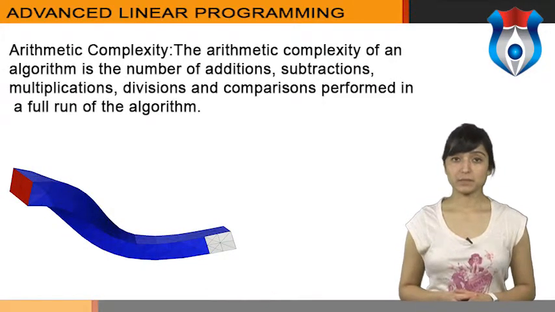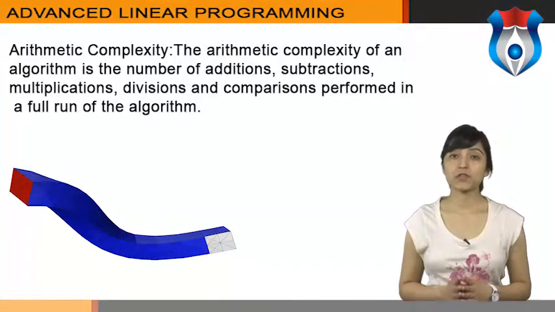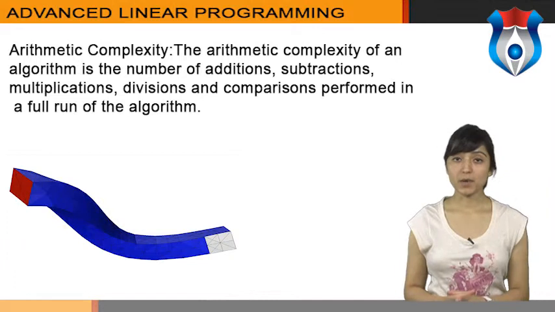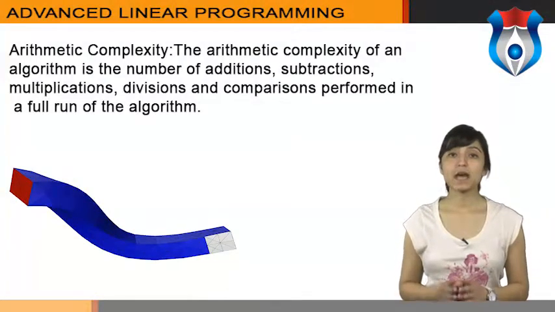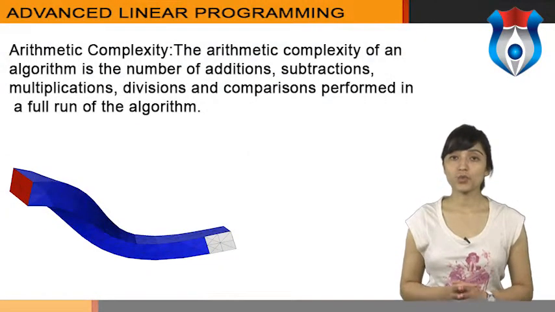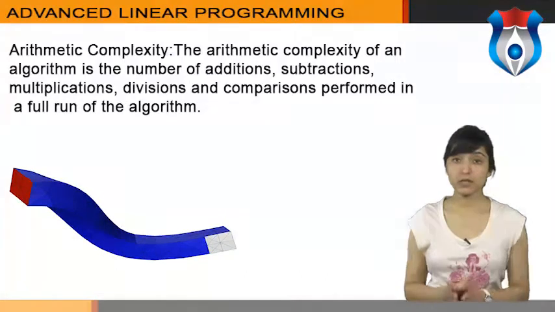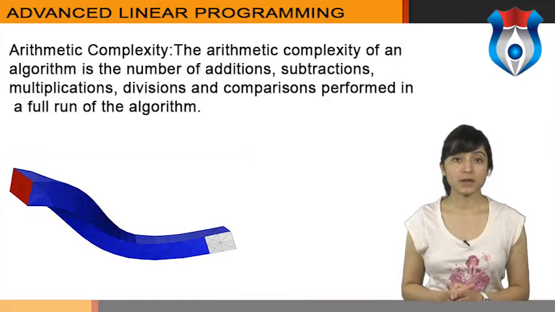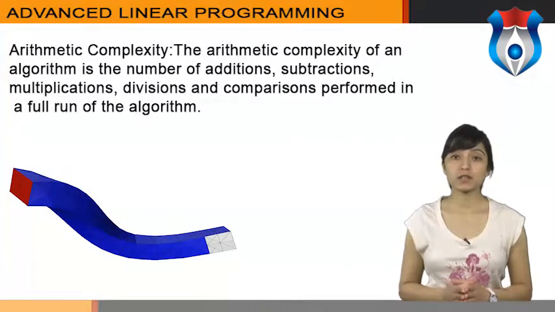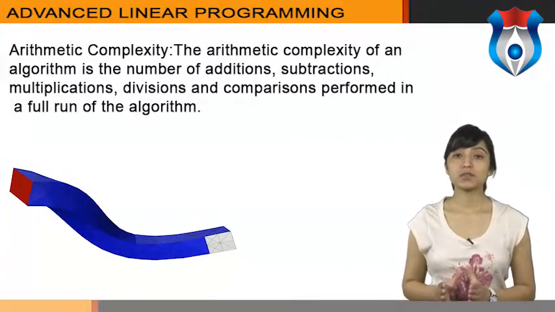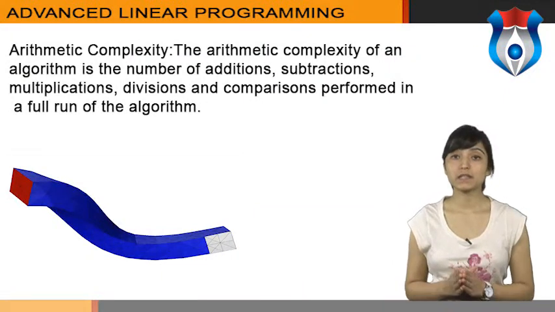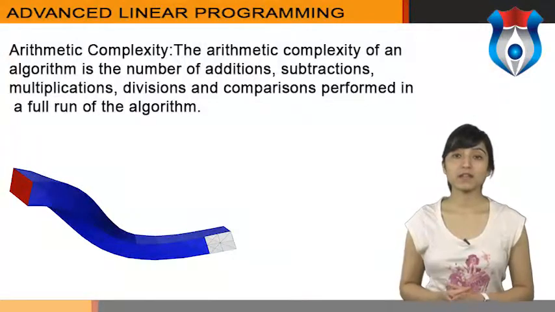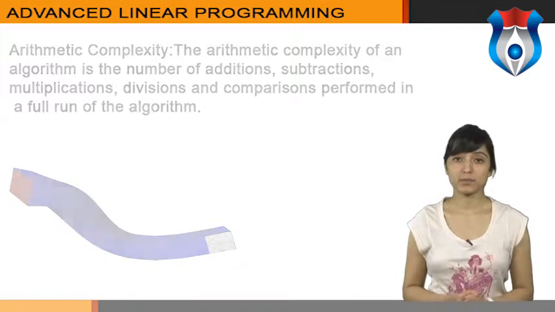Arithmetic complexity. The arithmetic complexity of an algorithm is the number of additions, subtractions, multiplications, divisions and comparisons performed in a full run of the algorithm. The arithmetic complexity is a reasonable measure of the amount of time a computer will take to run the algorithm, provided that there is not much else going on in the algorithm besides basic arithmetic, and provided that the size of the numbers involved is bounded.